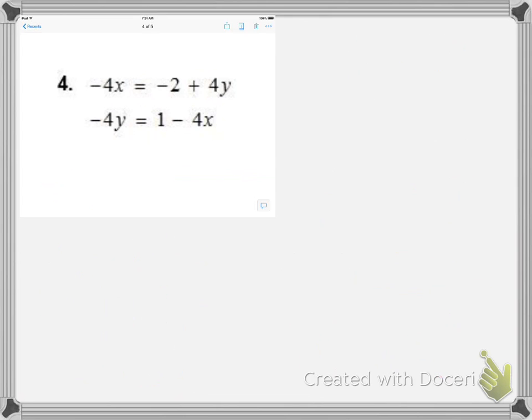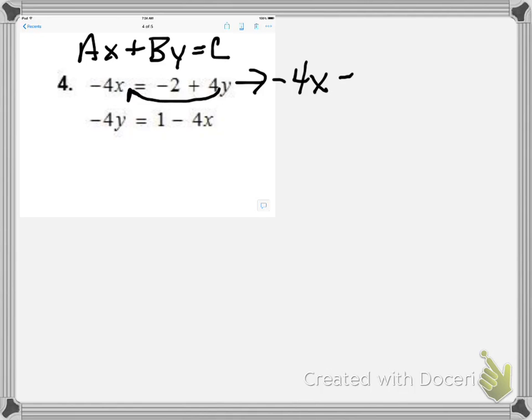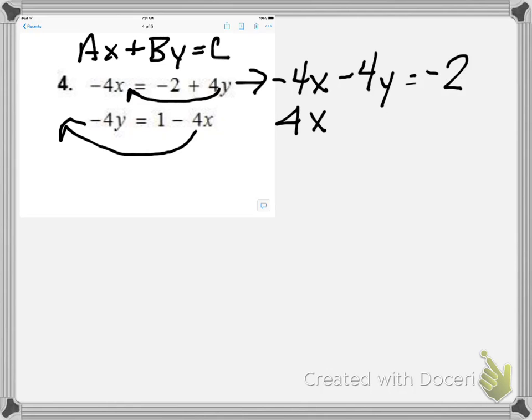All right, number 4. Looking at both of them, neither one is in standard form, so I have to start with that. I need ax plus by equals c. So for the first one, it's going to read negative 4x, and then that needs to come over, minus 4y equals negative 2. And then for the second equation, I need this negative 4x to come over here. So that's going to give me a positive 4x, because when you cross that line, you have to change that sign. Minus 4y equals positive 1.